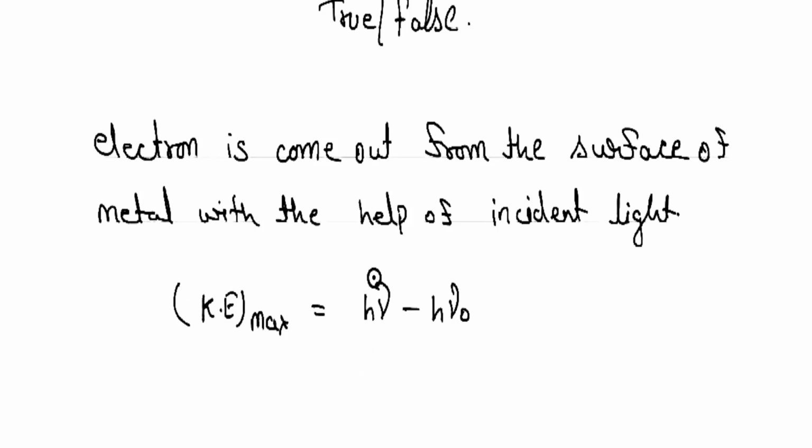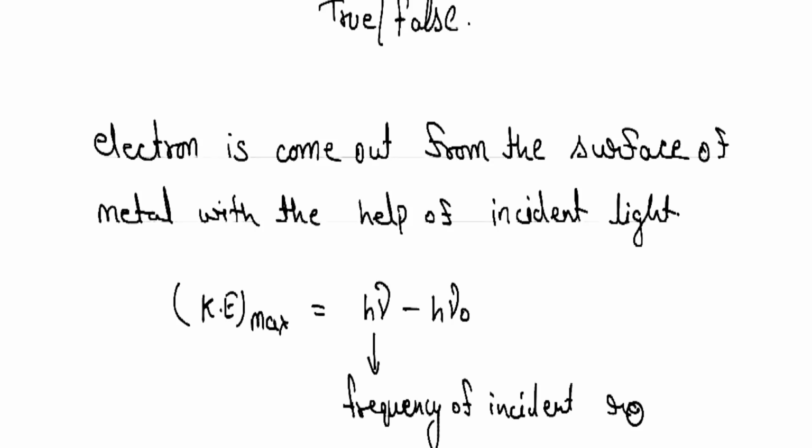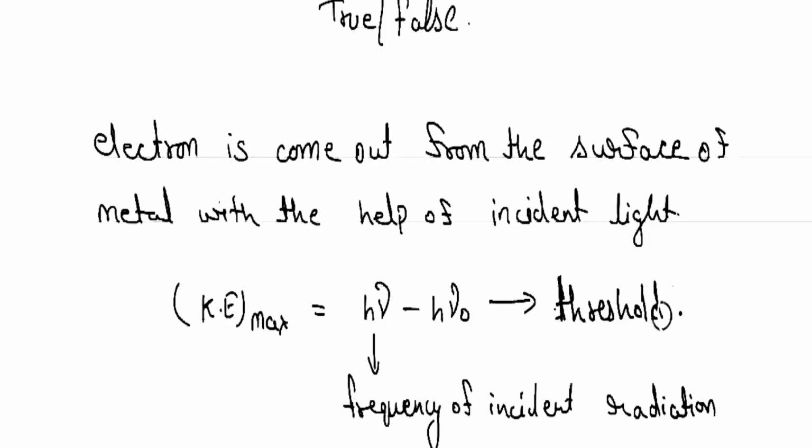Here h nu is the energy of the incident radiation, and h nu naught is the threshold energy. The threshold frequency is the frequency required to make the electron come out from the surface of the metal.